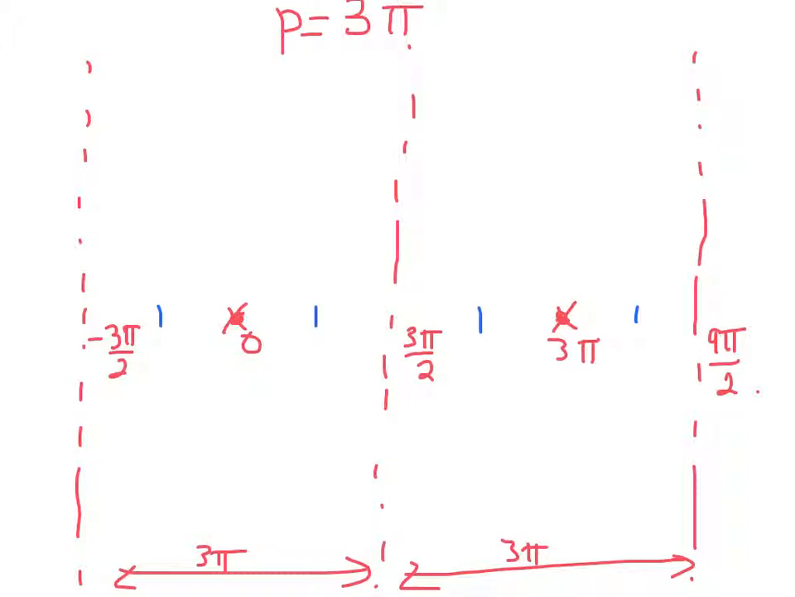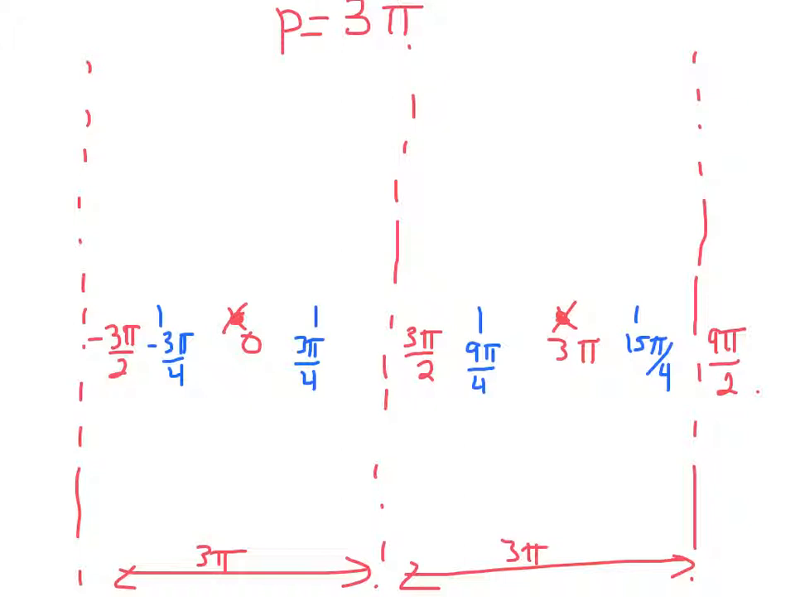This will be -3 pi over 4. This midpoint will be 3 pi over 4. This midpoint will be 9 pi over 4. And this midpoint will be 15 pi over 4.